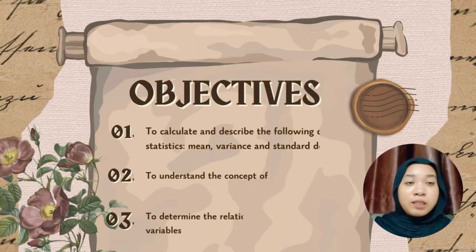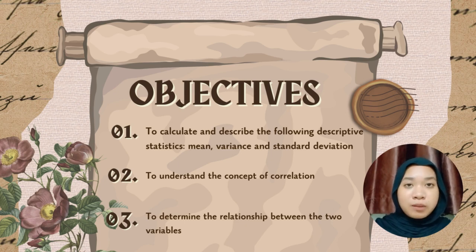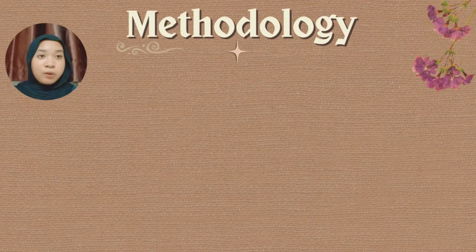There are three objectives in this experiment. The first one is to calculate and describe the following descriptive statistics: mean, variance, and standard deviation. The second one is to understand the concept of correlation. The third is to determine the relationship between the two variables. Next, I will show you about the methodology.